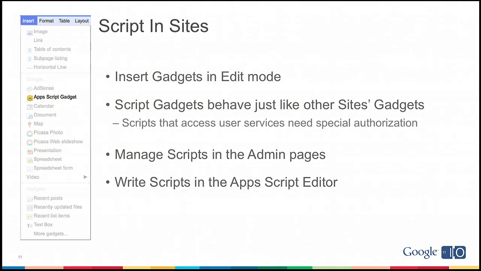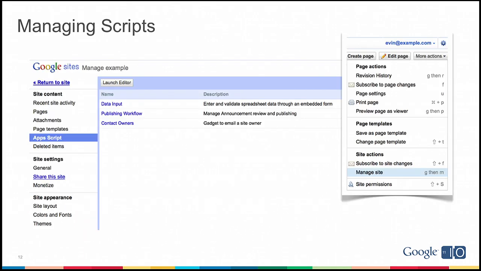In the Insert menu, you can see here, there's a new AppScript gadget menu item. And that's available in the page edit mode. That lets you insert these script gadgets that dynamically render content. They work just like any other sites gadget. A lot of the properties are the same, and there are some additional things that let you change the behavior of script gadgets. In addition, in the Manage Site pages, there's a new AppScript tab that lets you see the scripts that you have in the site. And you can launch the editor, which you're probably already familiar with, if you want to write new scripts.